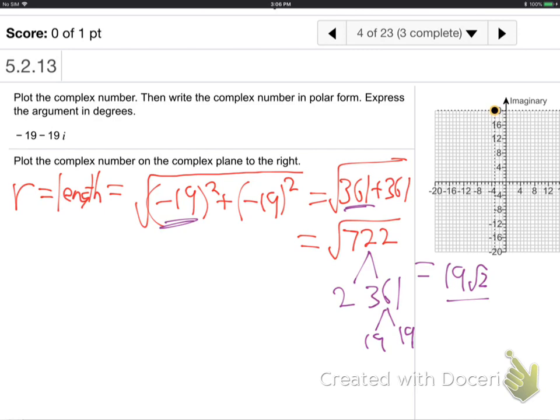Okay. So we get 19 root 2. That's the magnitude or length, whatever they want to call it. That's the R. Now, what else do we need? We're changing from i and j. This is the same as i and j, except we're calling it real and imaginary. So we have the length. What else do we need? The angle. We need the angle.